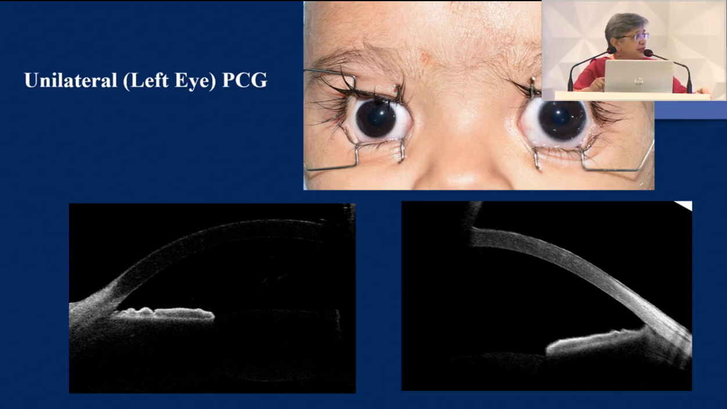That is something which is troubling me a lot, this unilateral PCG, because I really don't know what's going on. But you can see this trabecular meshwork clearly here, and the iris is here, and this is the normal eye. And here, there is no trabecular meshwork at all. It's a very deep anterior chamber, but there is no TM shadow. So this TM shadow is something which really stuck.